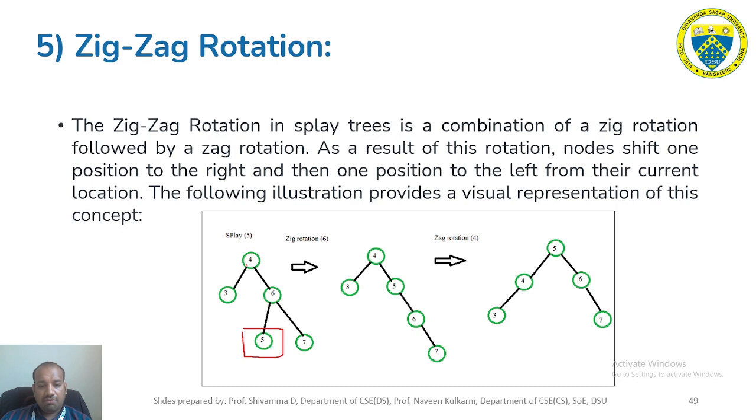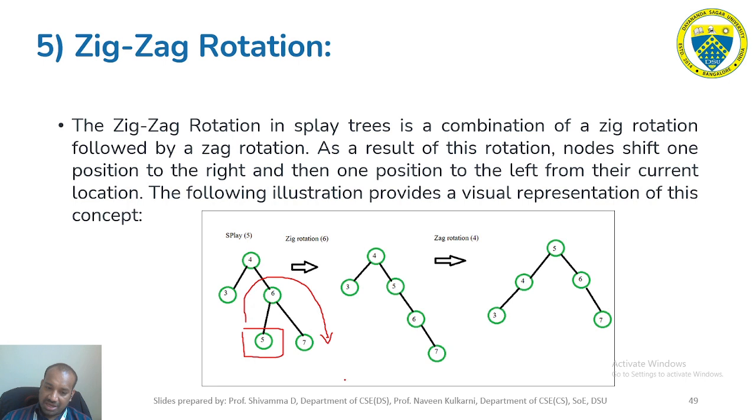For that, what you need to do is, first you take these 3 nodes and do a right rotation. Once you do this right rotation, this 5 will be at this position, and 6 and 7 will be at this position. Once you do this, this is a zig rotation. You see, this is a zig rotation.